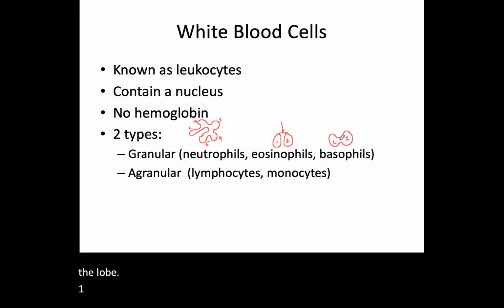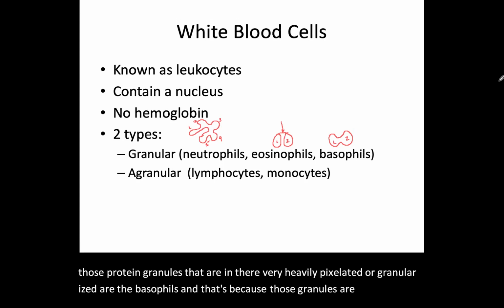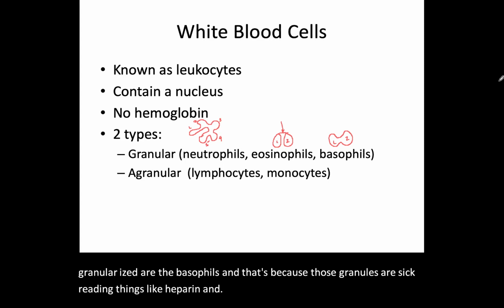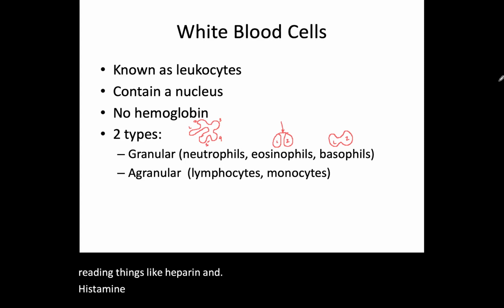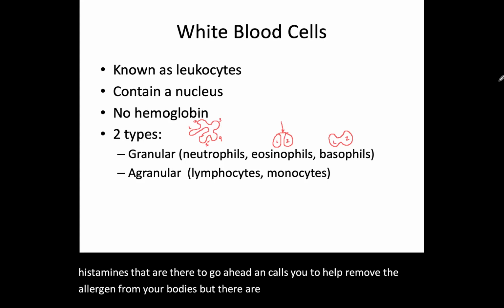1, 2 lobes that are connected by a thicker region. But these have a lot of those protein granules that are in there. Very, very heavily pixelated or granularized are the basophils, and that's because those granules are secreting things like heparin and histamine, right? Which ironically, we take antihistamines to block the release of histamines that are there to go ahead and cause you to help remove the allergen from your bodies. But they're the 3 Phil brothers.